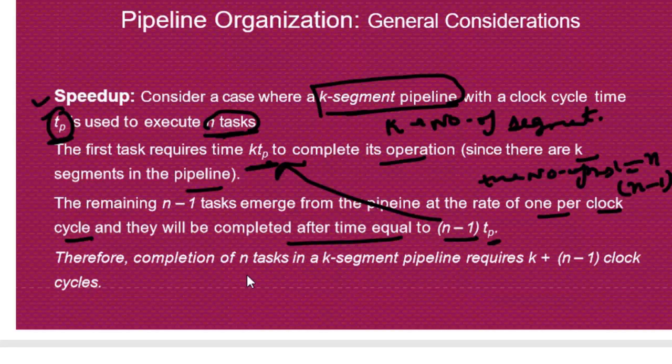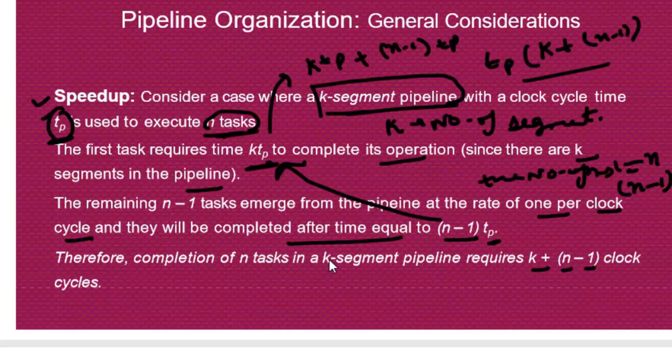So completion of n tasks in a k segment pipeline requires k plus n minus 1 clock cycles. The first task takes time k into TP, and the remaining tasks take n minus 1 into TP. So TP will be common, and the time taken for completion of n tasks will be k plus n minus 1 into TP, where TP is the clock cycle time.